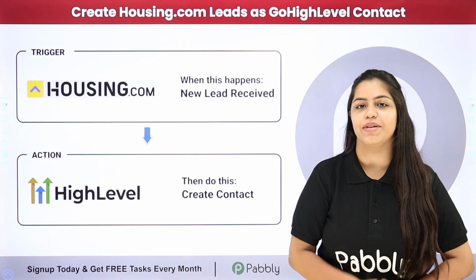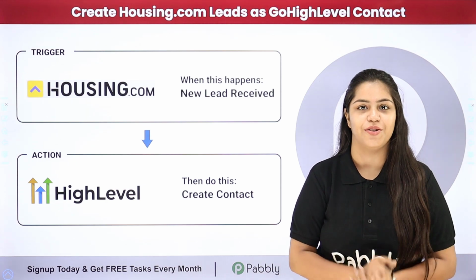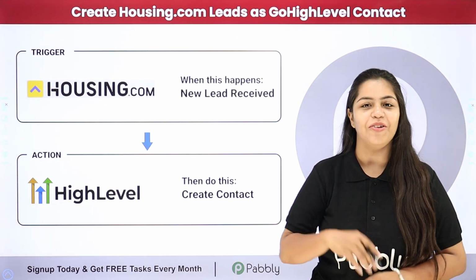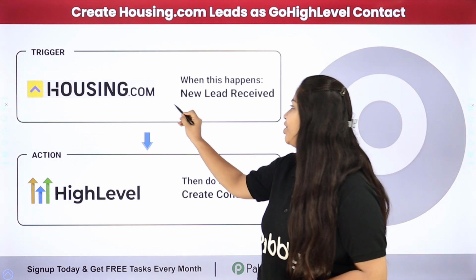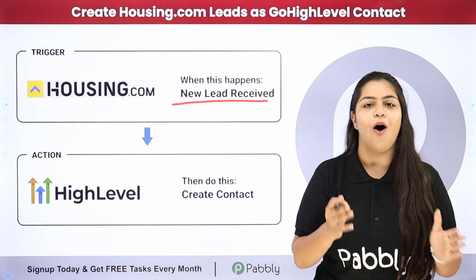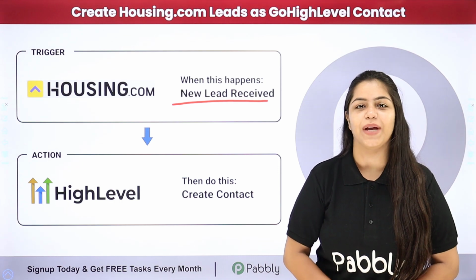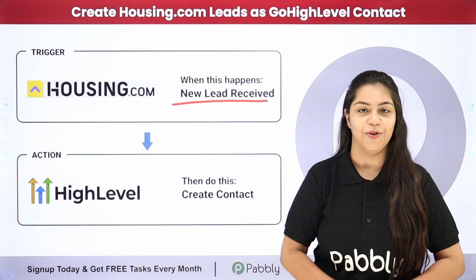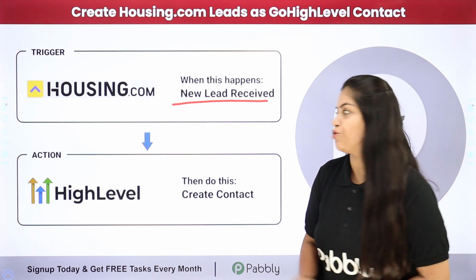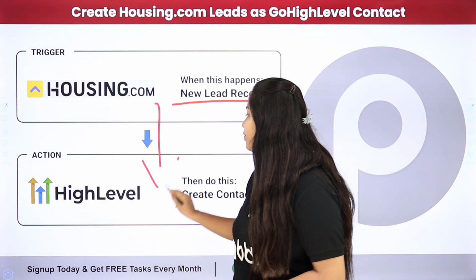I run a real estate business and for that we use housing.com to get new leads. So now what I want is that as soon as we receive a new lead from housing.com, automatically with the help of the same lead details, a new contact should be created in my GoHighLevel account too. So for this, we are going to create a connection between housing.com and GoHighLevel.